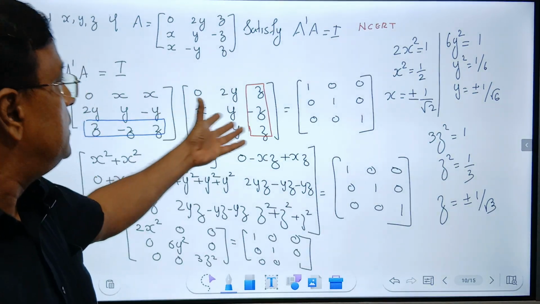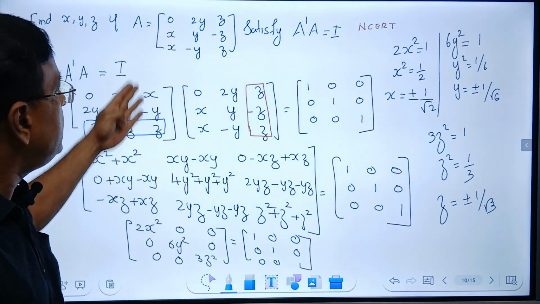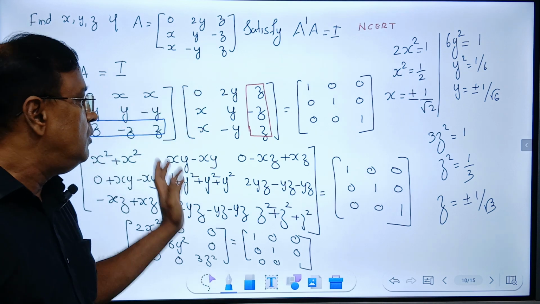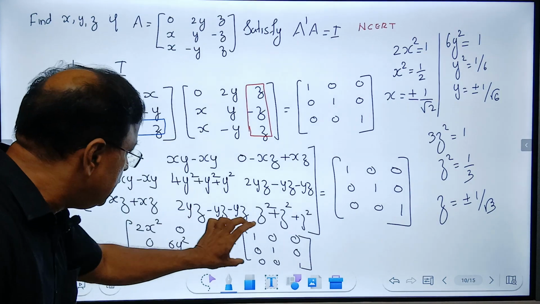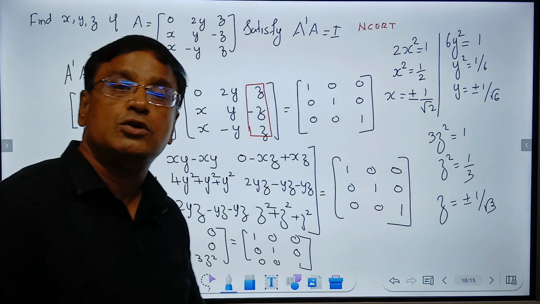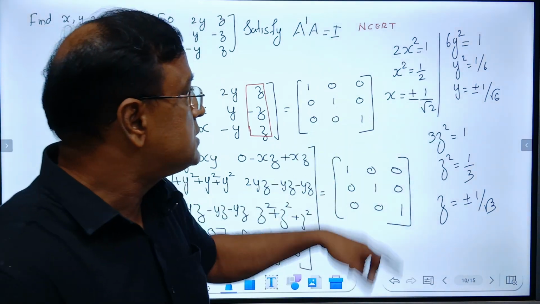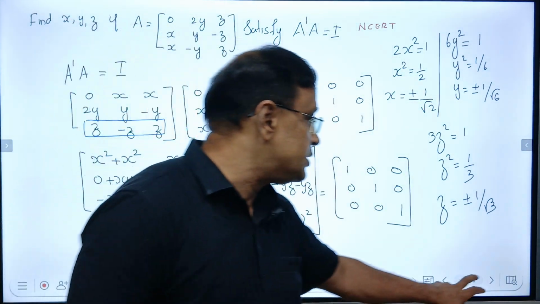So I hope it's clear. Nothing difficult. All that you need to do is know how to find transpose and then multiply. Once you multiply, you get a matrix like this. Once you get this, by equality of two matrices, you can find x, y, and z. And don't forget to put plus or minus: in the quadratic equation, x square equal to 1 by 2 means both the values will satisfy that equation.